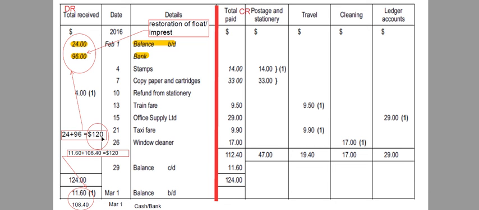If you notice, on Feb 1 he started off with $24, and then he got another $96, which is termed as restoration of float or imprest. So make the terms clear here. The $120 is called the float. So this $120 is the float amount. And if you notice, the next period, it again becomes the same. It becomes 120. So every month the petty cash book should have 120 in the beginning.